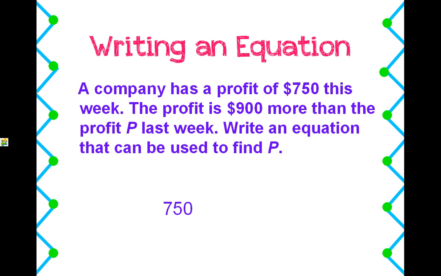So, if you're looking, you know it's going to be equal to, and you know that more than is going to be addition. So you're probably going to be adding 900. So, let's look and see if this makes sense. $750, that profit of this week, is $900 more than the profit last week. $900 more than P is equal to $750. Looks good. That is your answer.